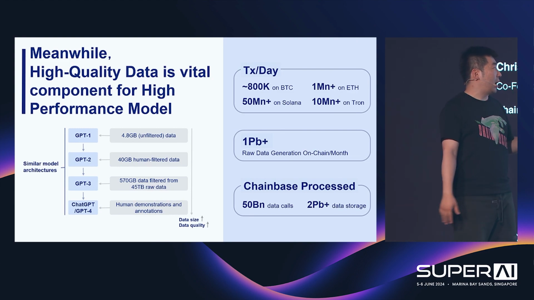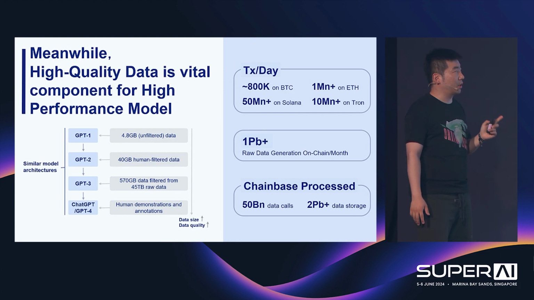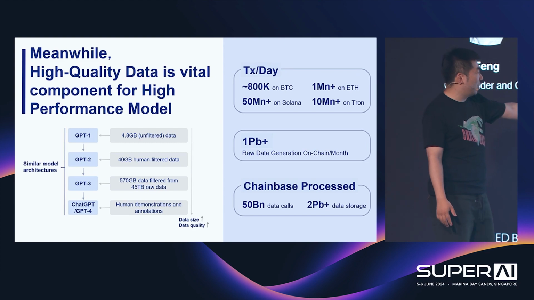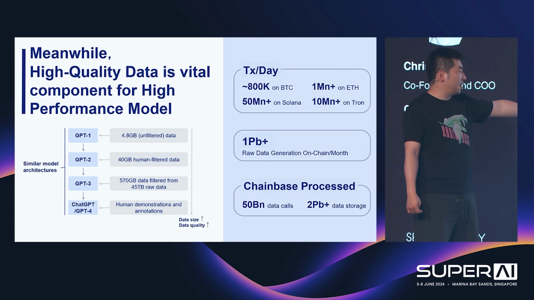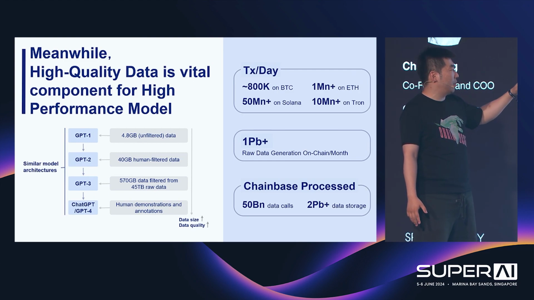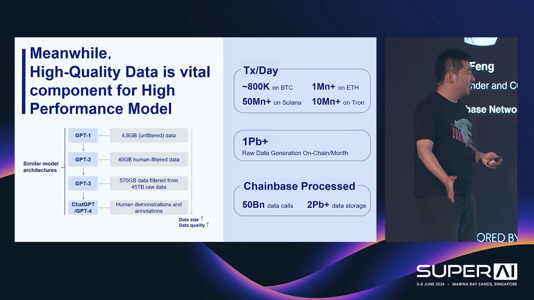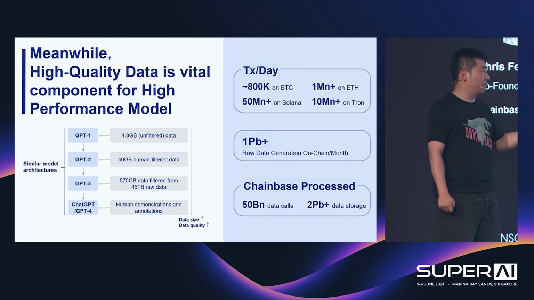Before answering that question, I will show you some numbers, because as we can see, high-quality data is the vital component for a high-quality model. On the left-hand side, I list out the numbers that GPT uses. As you can see, GPT-1, GPT-3 and GPT-4 just use different types and different quality of data. So the higher the data size, the higher the quality, then the higher the quality of the model we deliver.